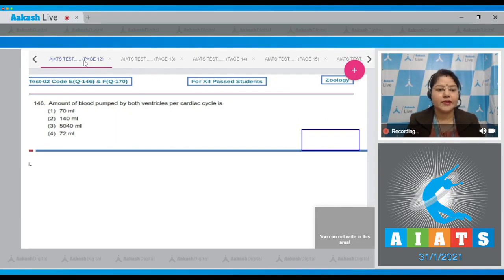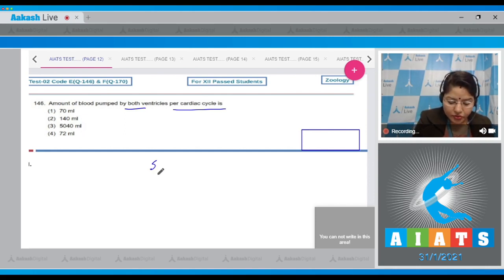Question number 146. Amount of blood pumped by both ventricles per cardiac cycle is. And the options given are 70 ml, 140 ml, 5040 ml and 72 ml. Amount of blood pumped by each ventricle in a cardiac cycle is known as stroke volume, and stroke volume is 70 ml.